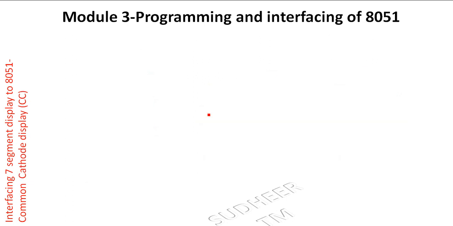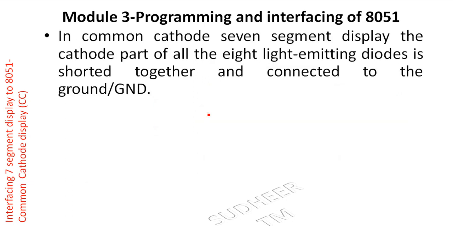Now the common cathode display has the same configuration, but here all the cathodes are connected together as common, and it must be connected to the ground terminal in our project. So there it was common anode, and here it is common cathode. As the name suggests, here all the LED cathodes are grouped together and given one terminal for connection to the external circuit, and we must tie that pin to logic 0.